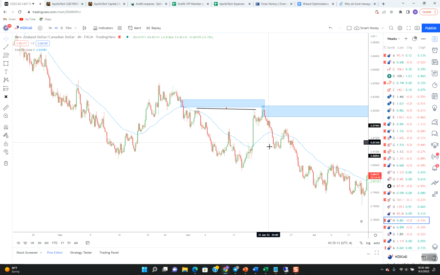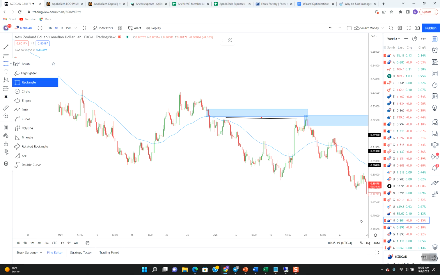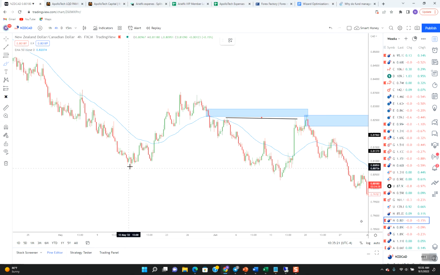Price is pulling back, making a lower high. Where could we potentially enter? Well, we have to first look at the counter trend. That's what I always like to do first. Pinpoint where the counter trend broke. High, low, high, low, high, low, high, low. We failed to make a higher high right here.